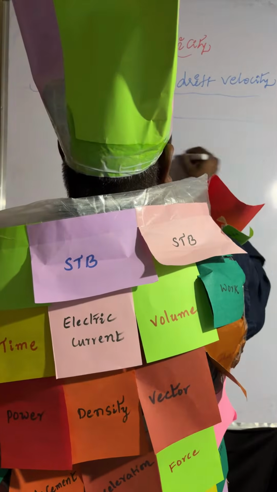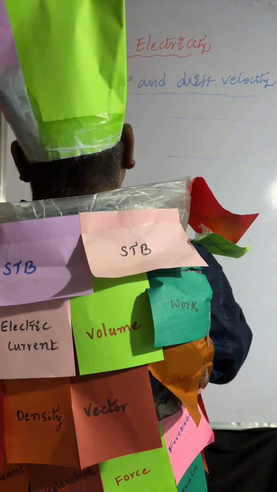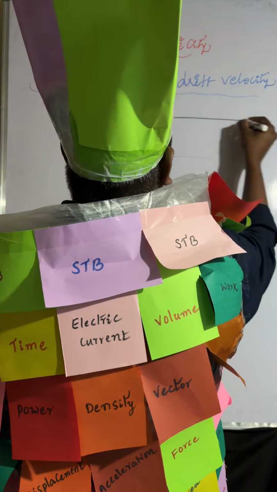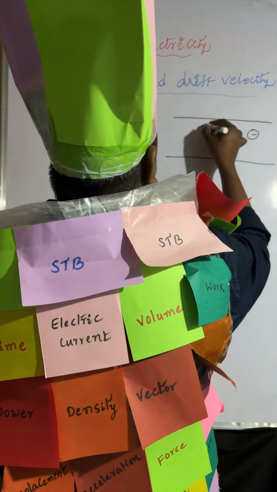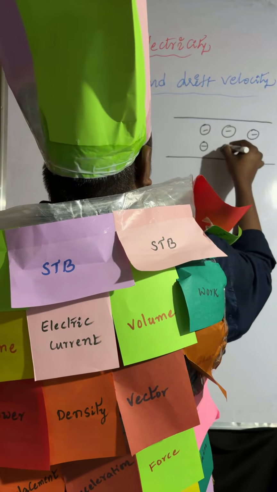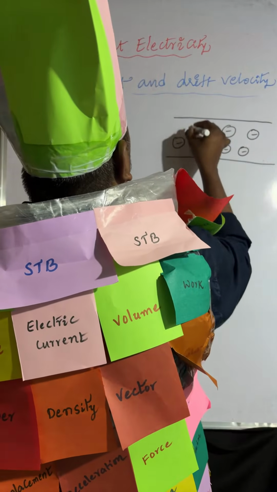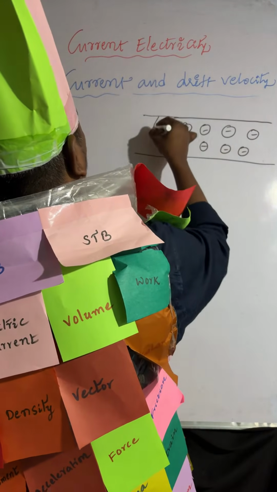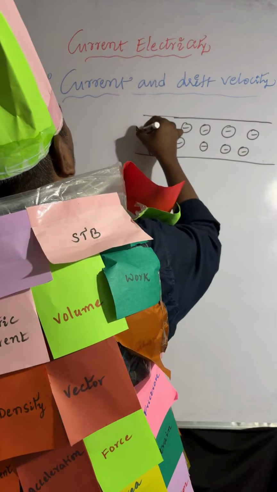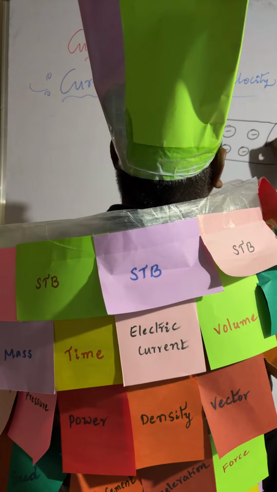So this is the conductor. I am taking this conductor. Electrons are moving in the conductor. So here, this is the area of cross section.